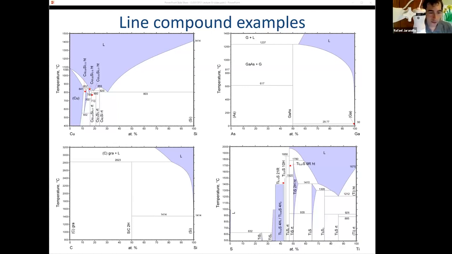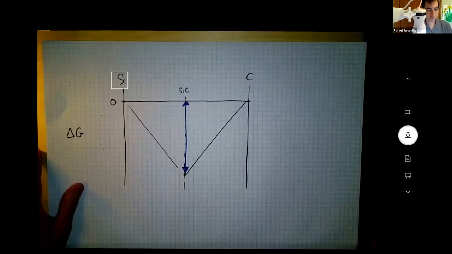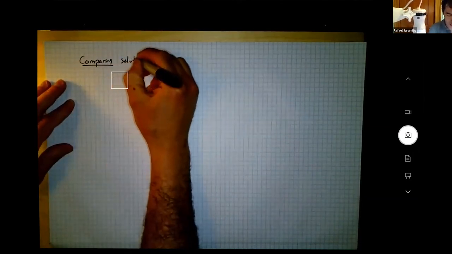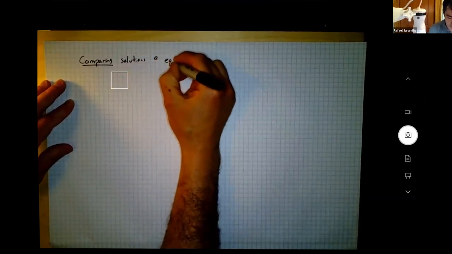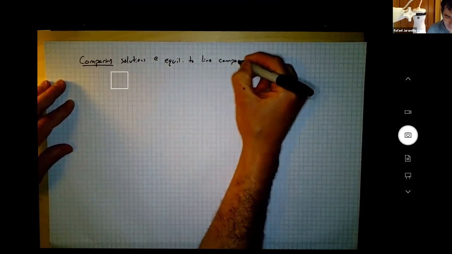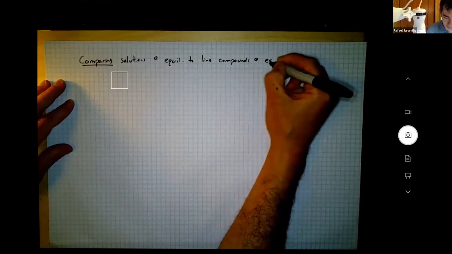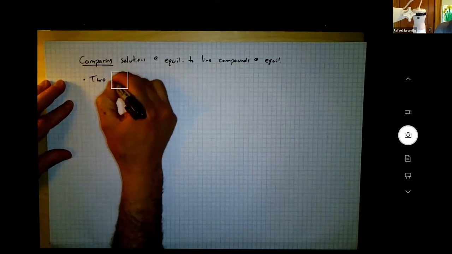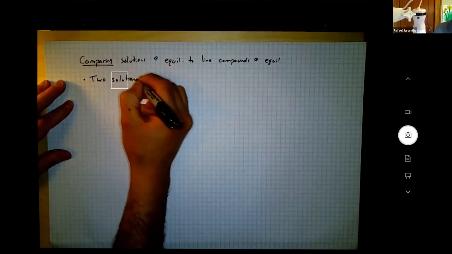Okay, let me move back to the board. Just make a couple conceptual points and we'll finish up. Comparing solutions at equilibrium to line compounds at equilibrium. So this is going to be two solutions.